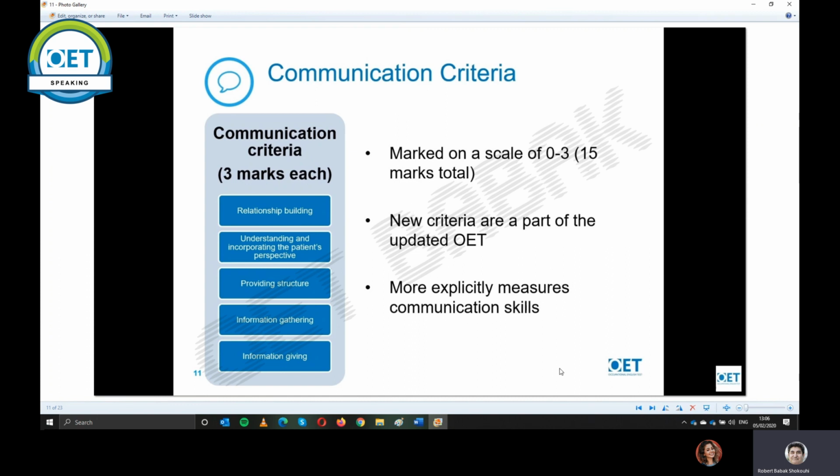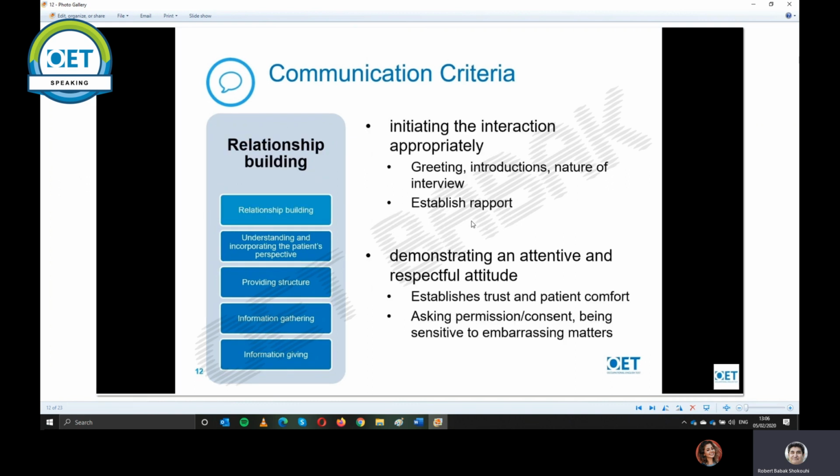So let's see. Relationship building. Basically, it means initiating the interaction appropriately with the patient. Greeting, introduction, that is introducing yourself if necessary. Nature of the interview: you say why we are having this interview, or why we are having this consultation. Establish rapport. What is rapport?